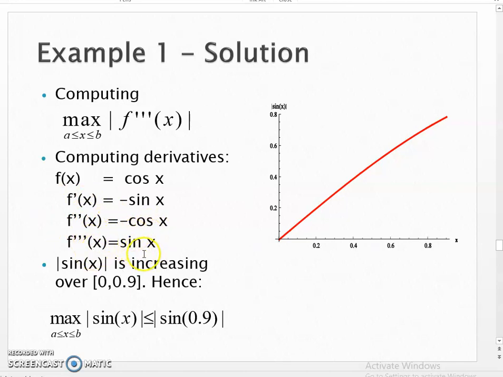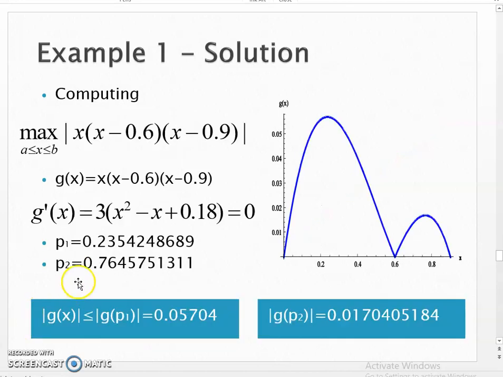And if you observe, you note that sine x is increasing over 0 to 0.9. Hence, we can say that the maximum error or the error bound in this polynomial will be given by sine x, which is less than or equal to sine 0.9. And this is how we calculate the error bound. So our final solution would be x into x minus 0.9, because this is what we got here.